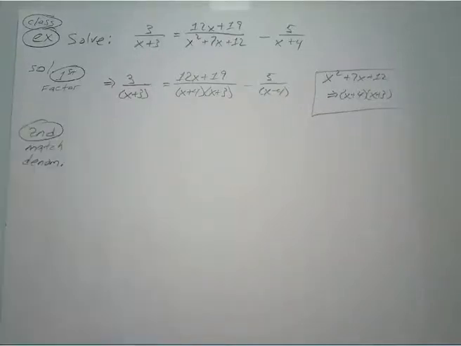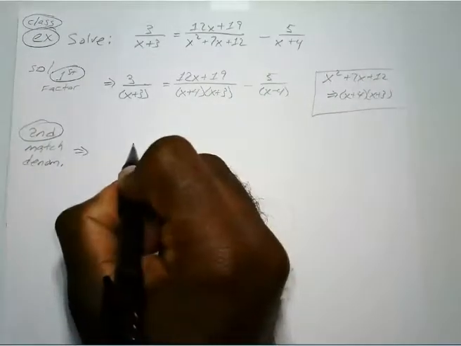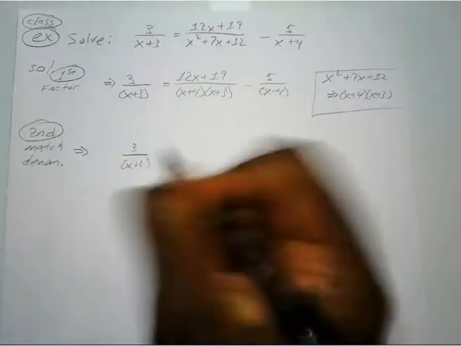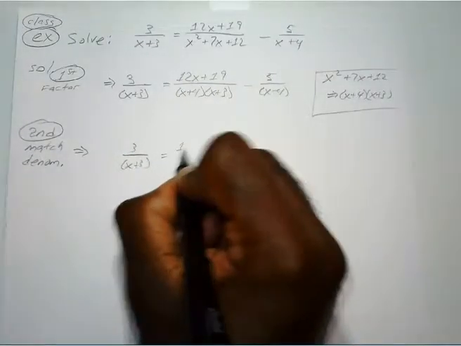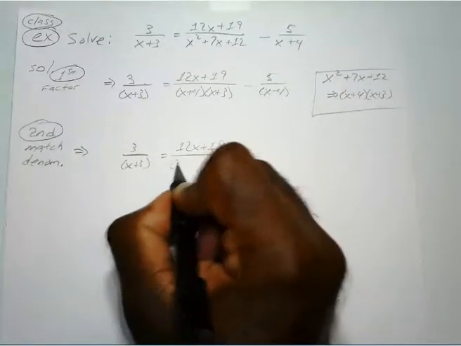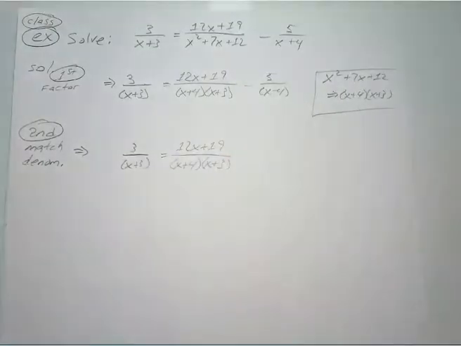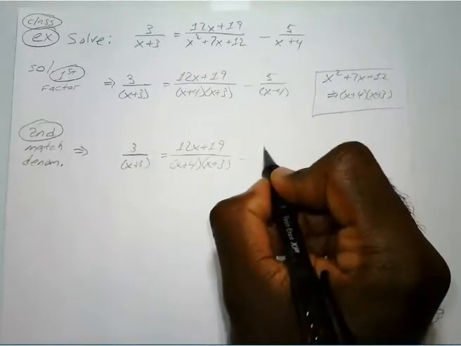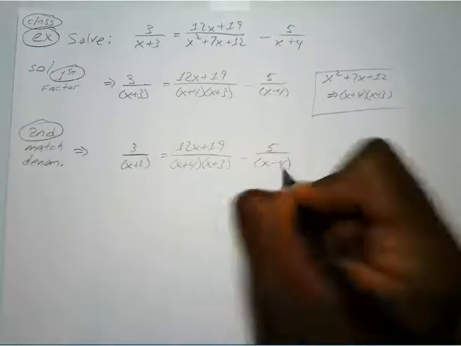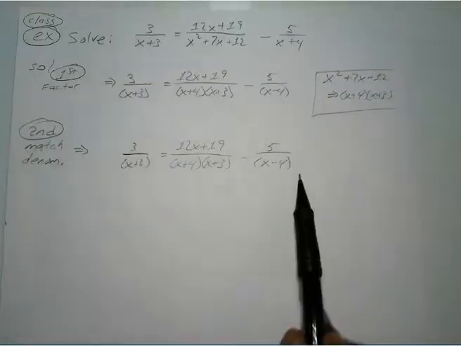Okay, so I'm going to go ahead and rewrite those with a little bit of space. We have 3 over x plus 3 equals 12x plus 19 over x plus 4 times x plus 3 minus 5 over x minus 4. Okay, so I just left a little bit of space here and here because that's where we're going to have to make our changes.